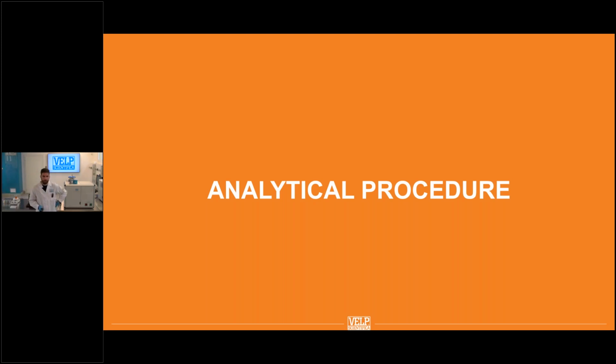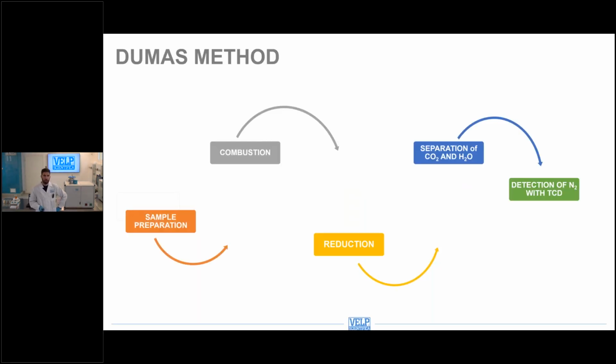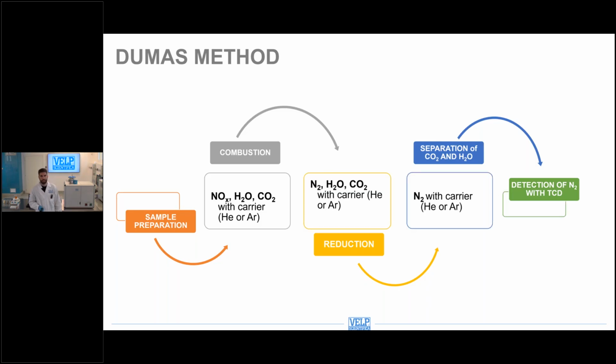Okay, thank you, Paola, for the introduction. And now we see the analytical procedure of the Duma method. The Duma method is divided into different steps. After the sample preparation, the sample is loaded inside the autosampler disk, and it falls inside the purge chamber. Here, the helium or argon carrier flow helps the removal of the nitrogen from air.